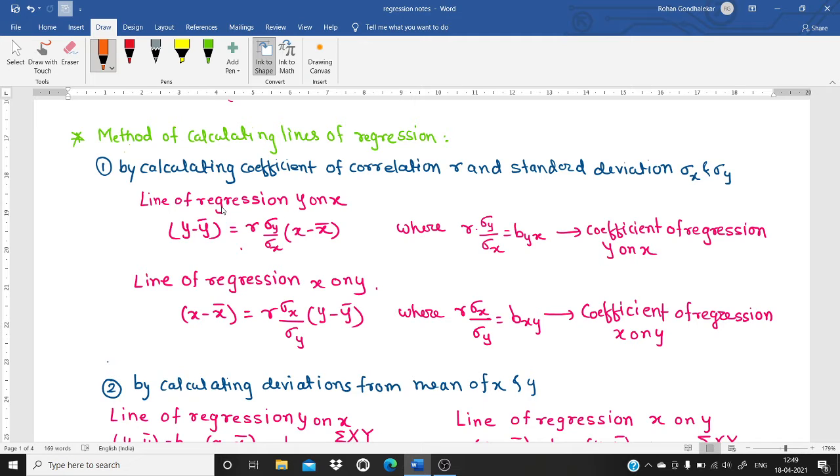Then line of regression x on y. See the coefficient r into sigma x upon sigma y, and see the change. Here I have multiplied the coefficient with the x minus x bar, and here I am multiplying the coefficient with the y minus y bar. Got it? So this r into sigma x upon sigma y will be called bxy, which is called the coefficient of regression x on y.